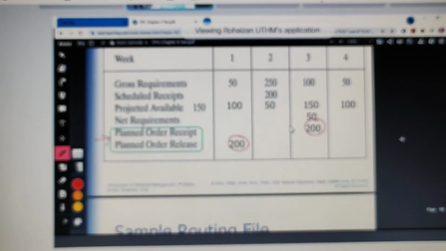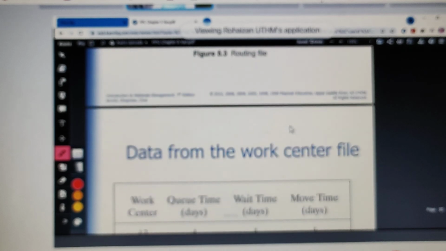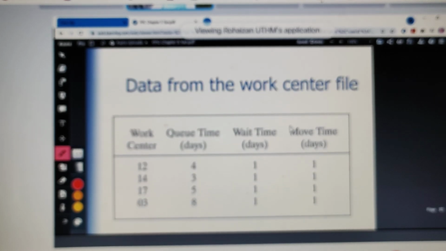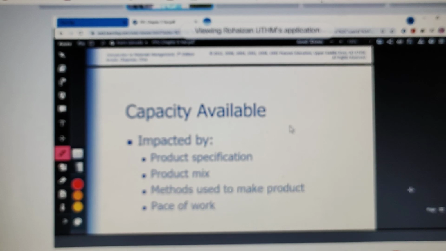And then, in the sample routing file, this is what we need. We need to know the setup time and run time. And the queue time and wait time, all of this. The move time is what we need from the work center file. Okay, so for the capacity available, what is the capacity available? It means what we have.